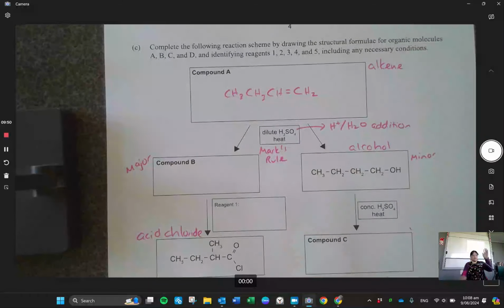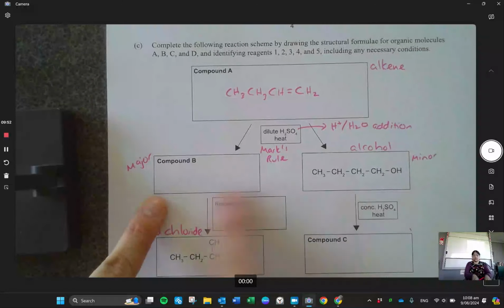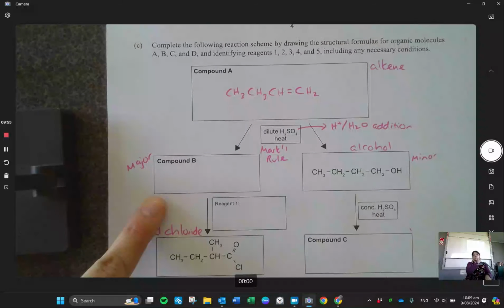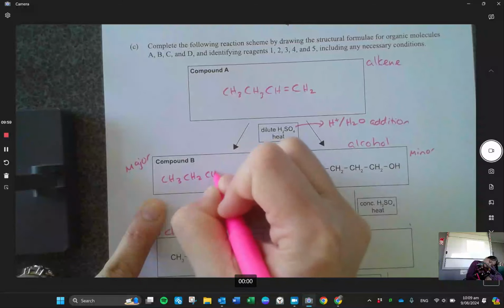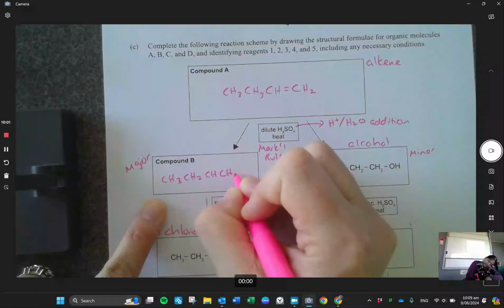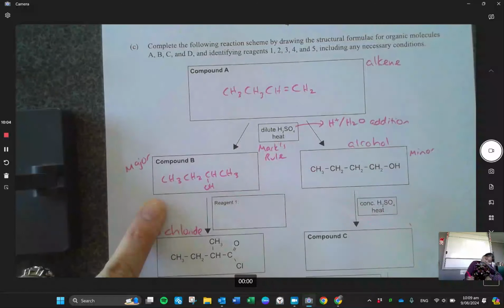So compound B is this one with the alcohol on the other carbon. The poorer carbon. The poorer carbon. Okay.